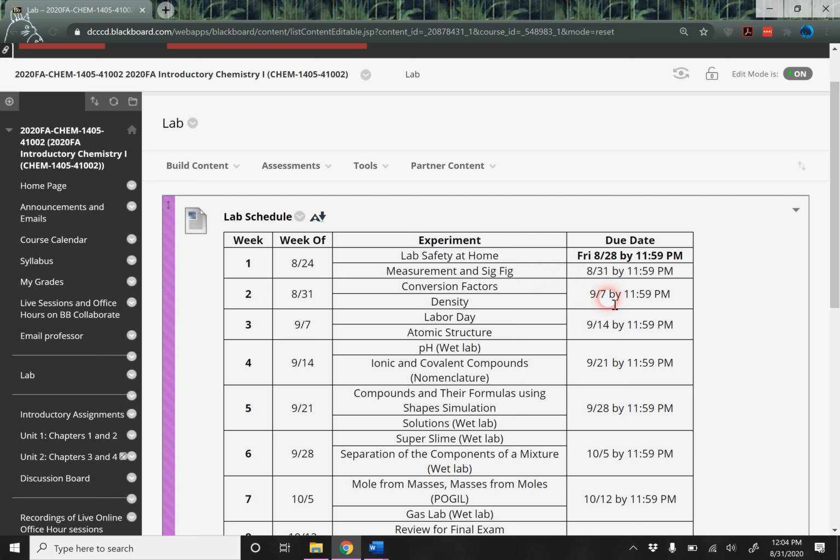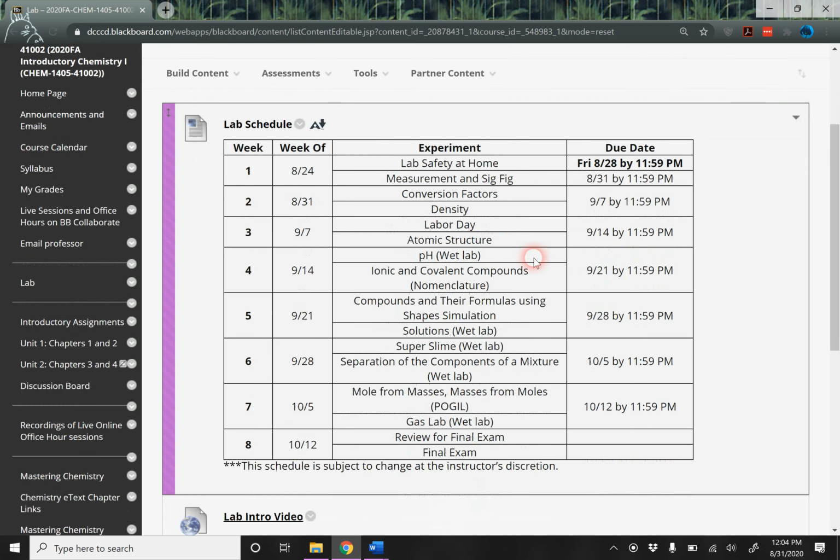And then these will both be due on Monday. Okay, so I would not wait until Sunday night to do these. I would try to jump on these during the week. That way you can talk to me if you have any questions. But first, let's just go over this conversion factors lab.